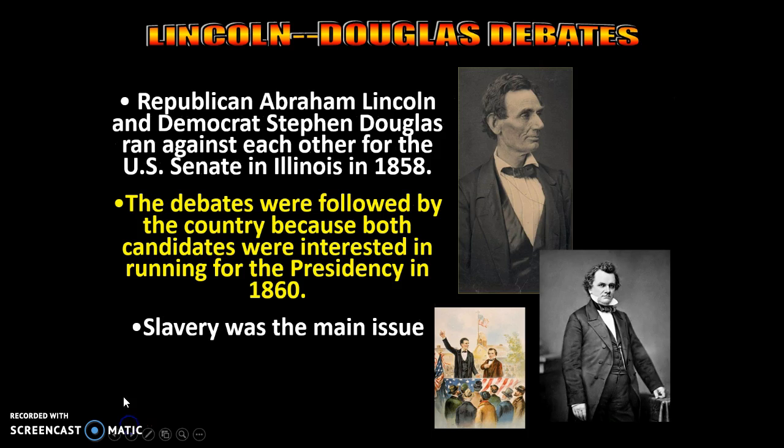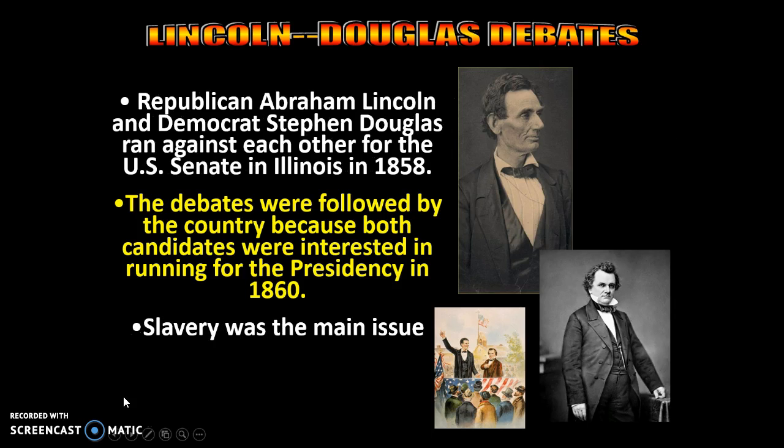So in a smaller fight in national politics, we get the very famous Lincoln-Douglas debates where Abraham Lincoln and Stephen Douglas debate each other, and they ran against each other in the U.S. Senate for the state of Illinois in 1858.